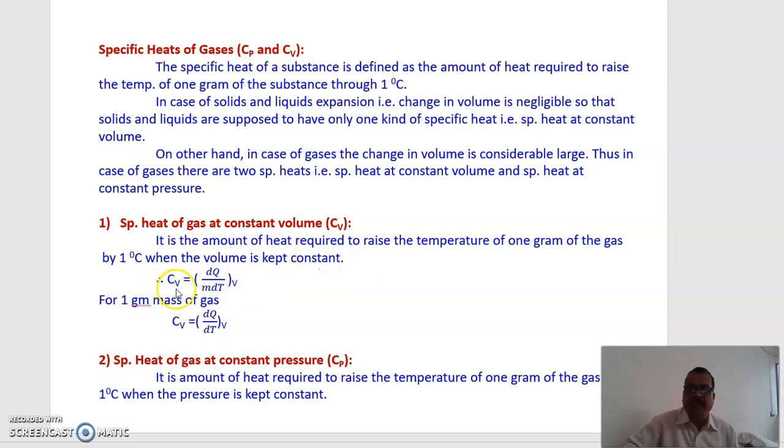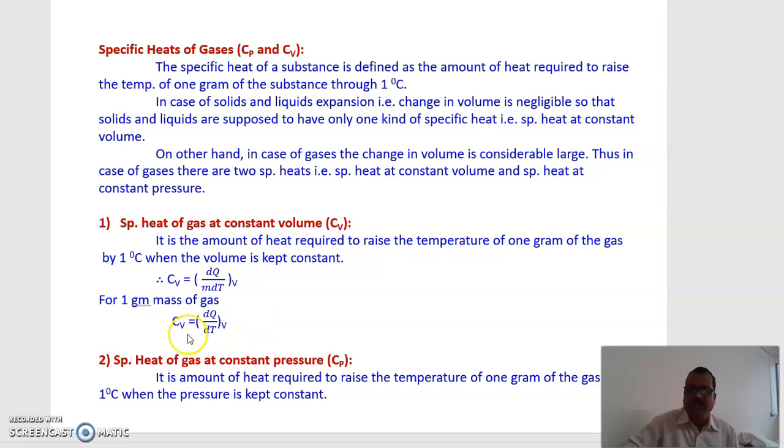Therefore, Cv, that is specific heat at constant volume, Cv equal to dQ by m dT at constant V. Here dQ is the amount of heat required to raise the temperature of m grams of gas. For 1 gram of mass of gas, that is when m equal to 1 gram, then Cv equal to dQ by dT at constant V.